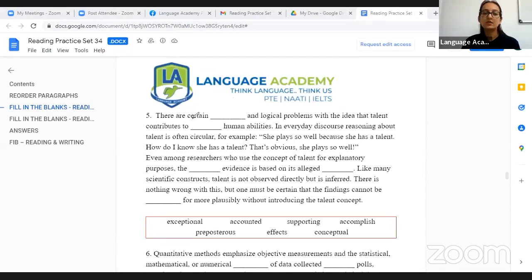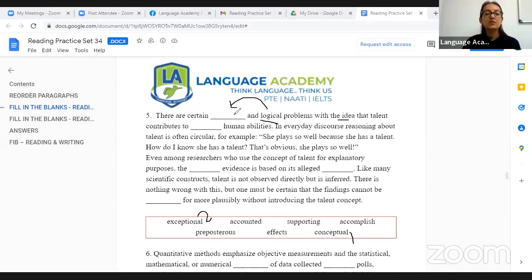The first one is there are certain dash and logical problems. So we need a type of problem. Some problems are logical. Some problems are conceptual. They are based on concepts. Two types of problems with the idea that talent contributes to dash human abilities. So there are some problems with this idea that talent contributes to exceptional human abilities.